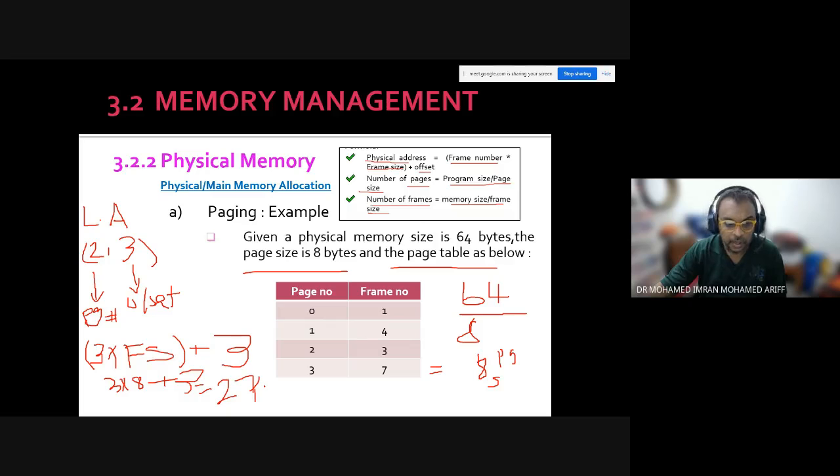Okay. All right. Now, let's try to do the second one. The second one is 10. Okay, so what is the physical address of 1, 0? Cepat. I give you 2 minutes to answer this question. Siapa boleh jawab? Just on your mic and answer.